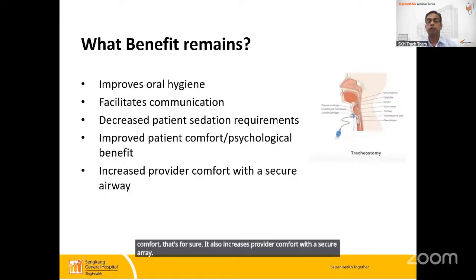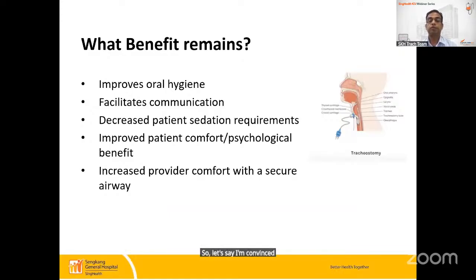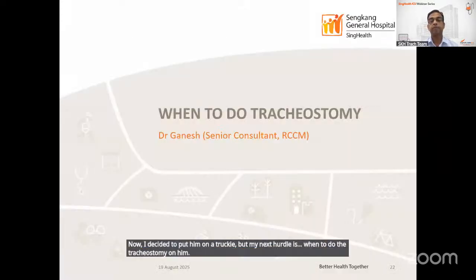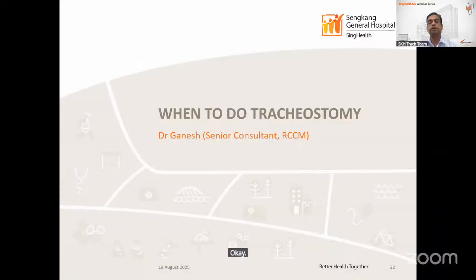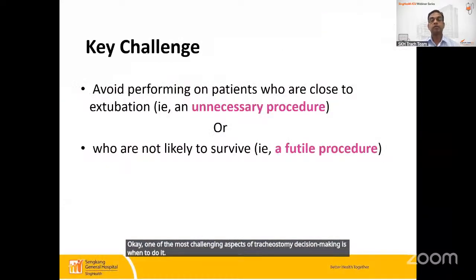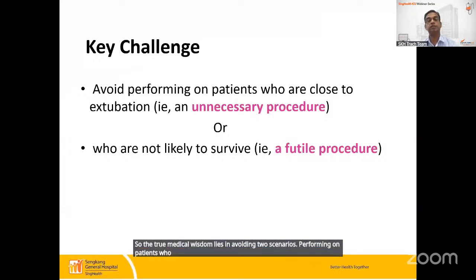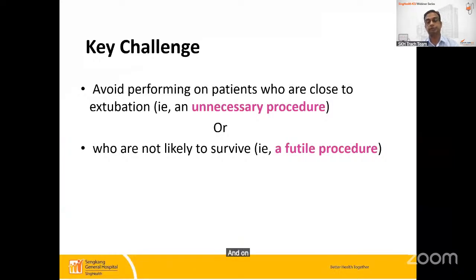So let's say I'm convinced that my patient would benefit from a tracheostomy. Now I decided to put him on a tracheostomy, but my next hurdle is when to do the tracheostomy on him. Okay, one of the most challenging aspects of tracheostomy decision-making is when to do it. So the true medical wisdom lies in avoiding two scenarios: performing on patients who are close to extubation and on patients who are not likely to survive.